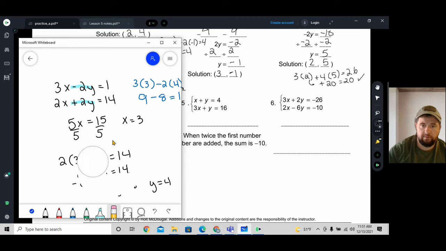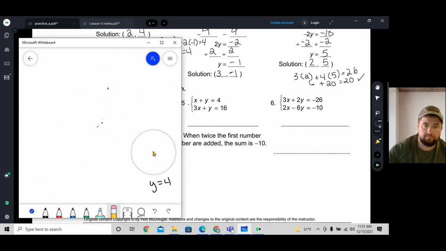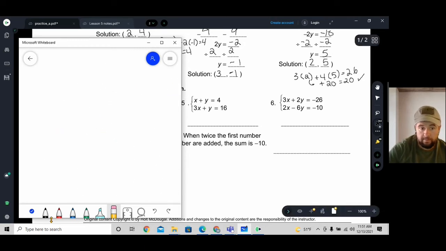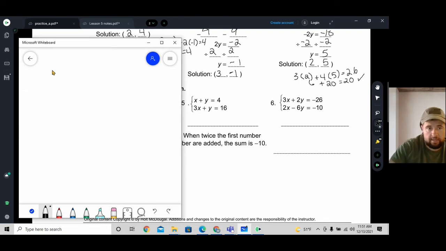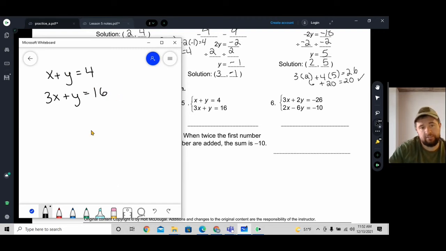Let's do this again for problem number 2. So in problem number 2, we're going to write x plus y is 4, and then 3x plus y equals 16. Now, I don't have two variables that are opposites of each other, but I do notice that my y's have the same coefficient. They have a coefficient of 1.